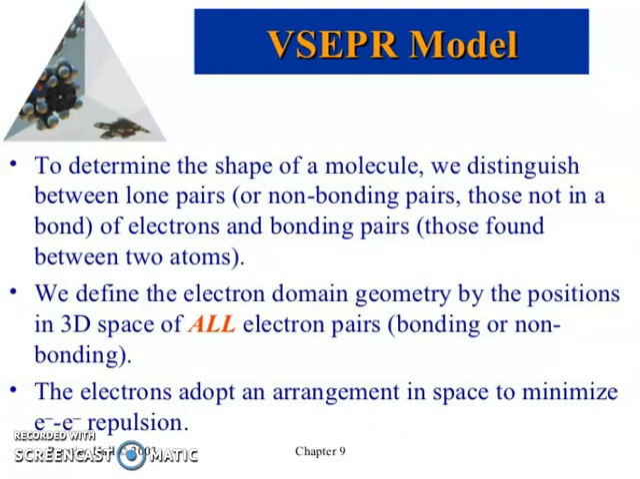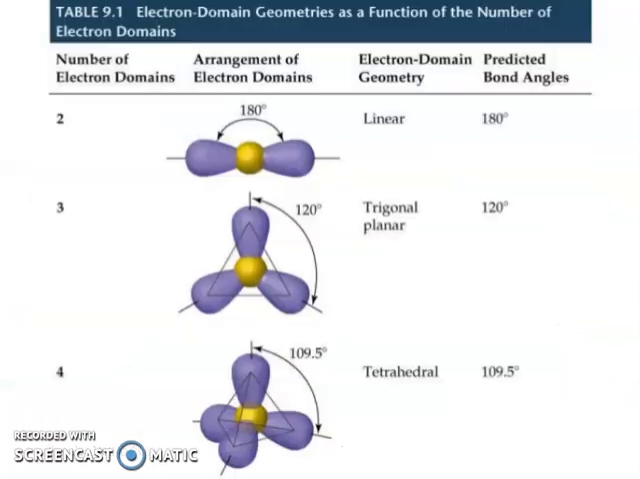So to determine the shape of molecules, we distinguish between lone pairs or non-bonding pairs, those not in a bond, and bonding pairs of electrons, those found between two atoms. We define the electron domain geometry by the position in 3D space of all electron pairs, bonding or non-bonding. The electrons adopt an arrangement in space to minimize electron-electron repulsions.